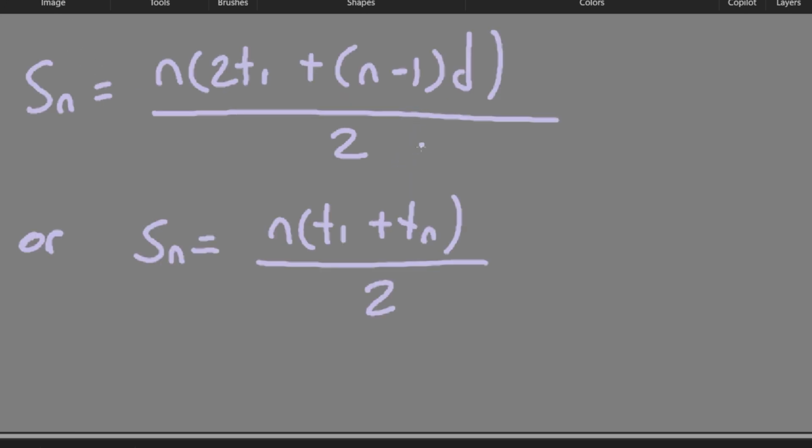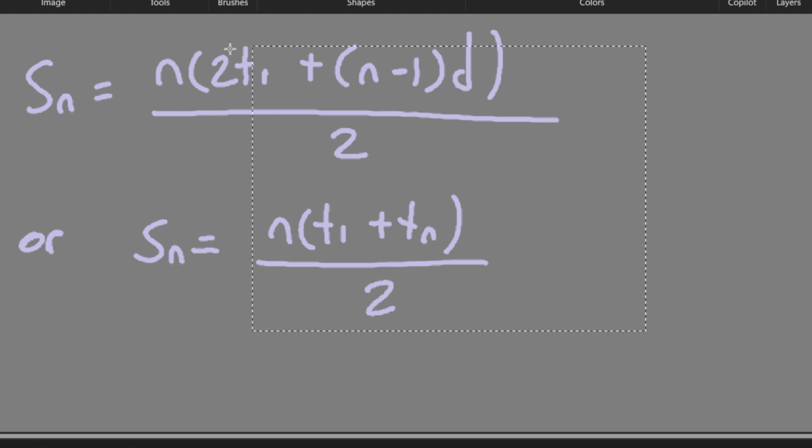So there are two different formulas you can use. Sn is the sum of the first n terms. So if you're told to give the sum of the first 50 terms of a sequence, you replace the n's with 50. n is the number of terms, T1 is the value of the first term, and Tn is the value of the nth term.